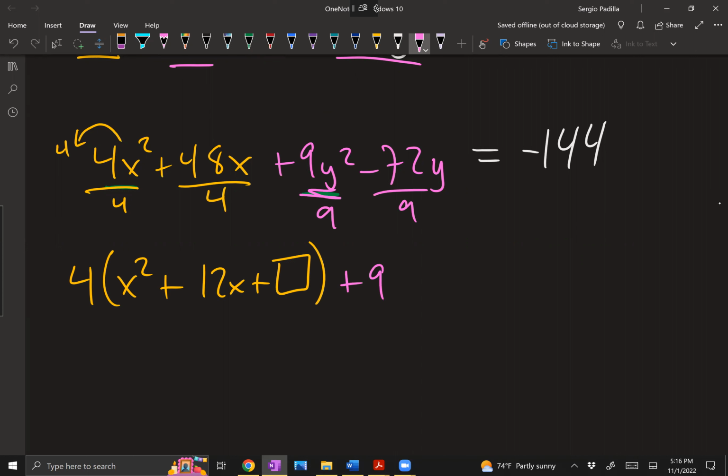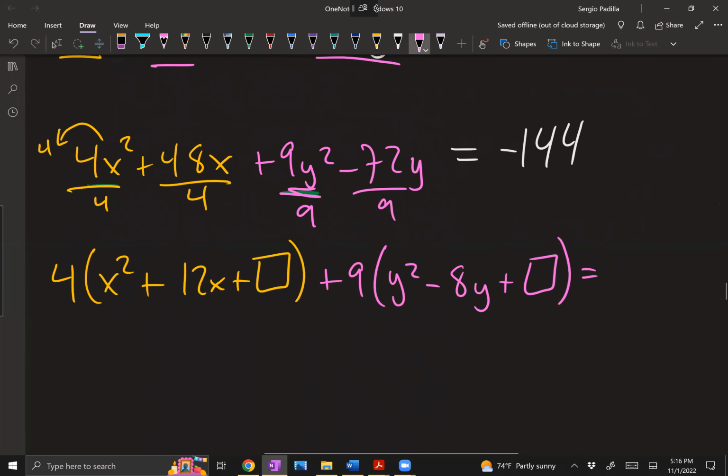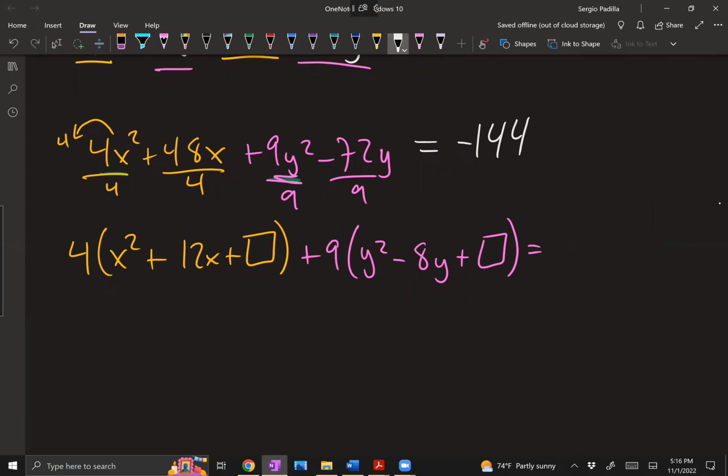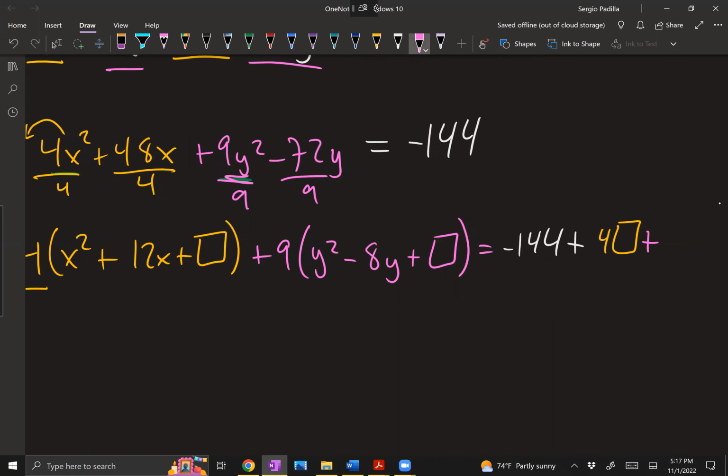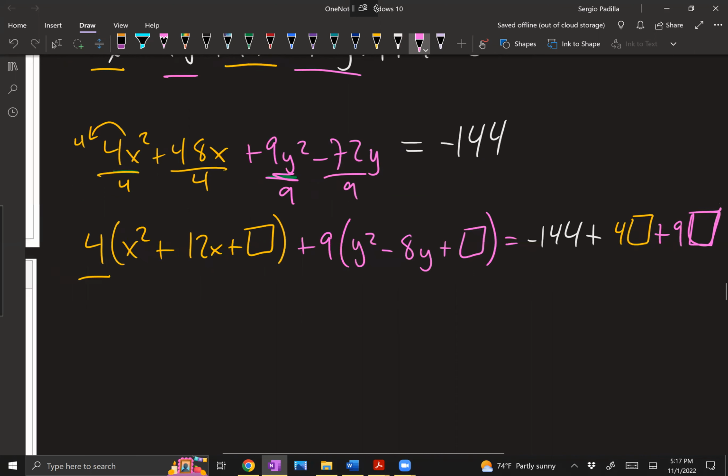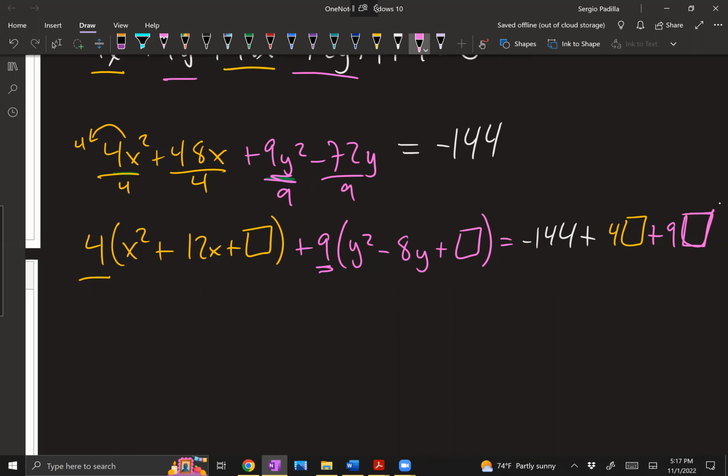So I'm going to have plus 9 times y squared minus 8y plus a box is equal to 104, negative 144 plus 4 times a box plus 9 times a box. On the other side, remember, it has to stay in balance because of these numbers out here. You also have to include them out here as well.